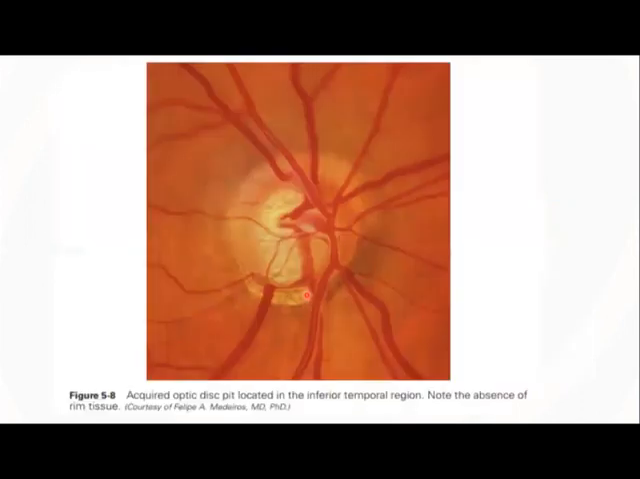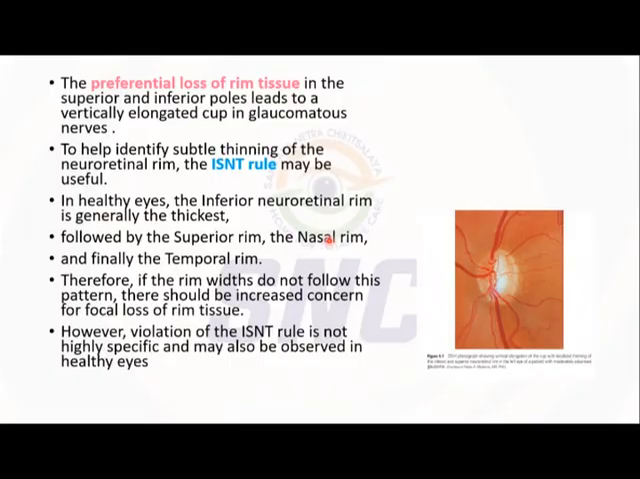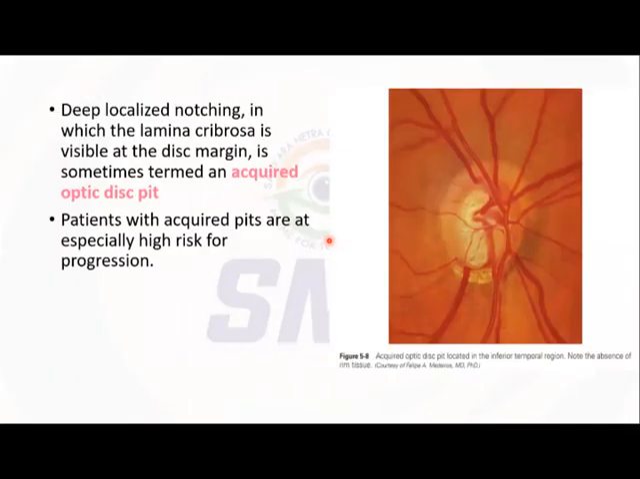In this picture, we can see localized thinning and deep localized notching with the lamina cribrosa visible at the disc margin, sometimes termed an acquired optic disc pit. Patients with an acquired pit are at especially high risk for progression of glaucoma. Here we can see an acquired optic disc pit in the inferotemporal region.